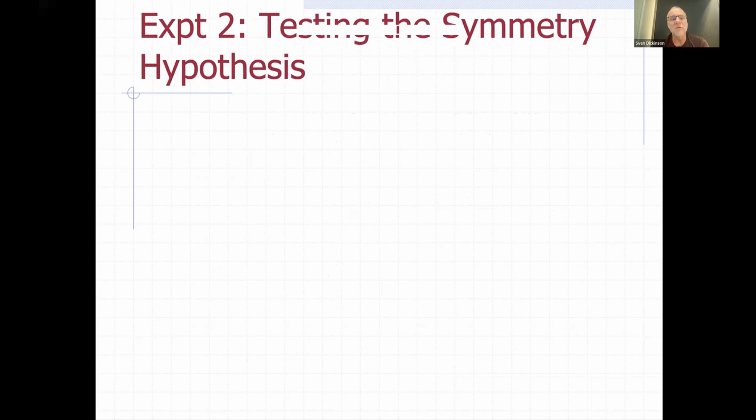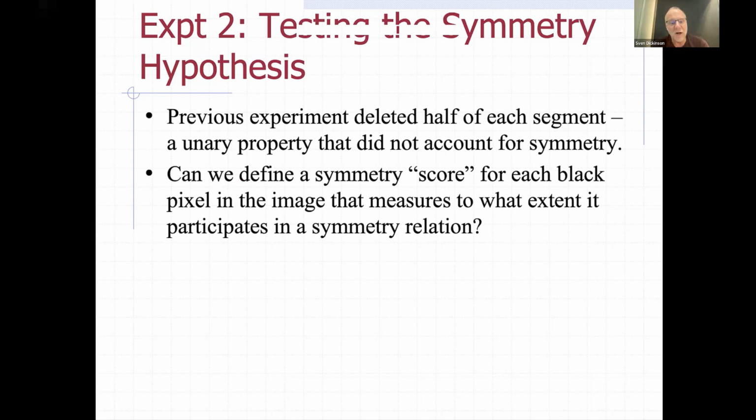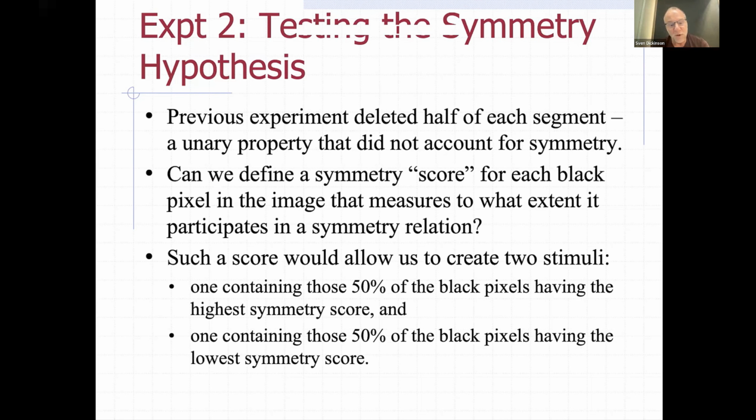So how do we test this symmetry hypothesis? Well, if you recall in the previous experiment, we simply deleted 50% of each segment, which was a unary property of the segment that had nothing to do with symmetry. So how do we now define a score for each black pixel in the image that measures to what extent it participates in a non-accidental symmetry relation? If we have such a score, then we could generate 2 stimuli, each containing precisely 50% of the black pixels in the image. Those 50% with the highest symmetry score and those 50% with the lowest symmetry score. That would give us 2 stimuli, and then we can repeat the same experiment.